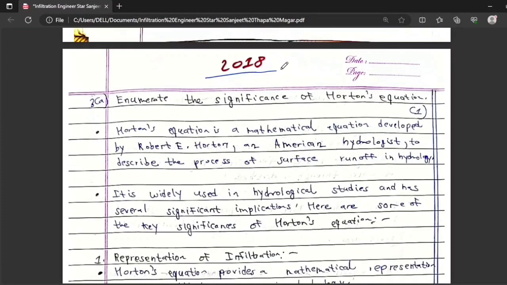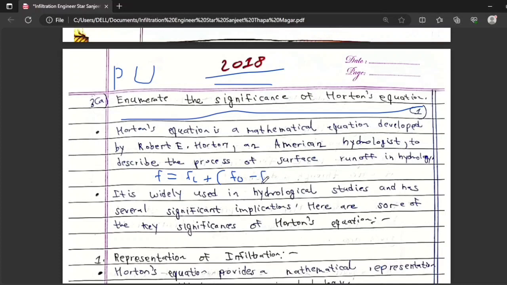This was the question asked in 2018 of Purvanchal University. Enumerate the significance of Horton's equation. Horton's equation is f = fc + (f0 - fc) e^(-kt).